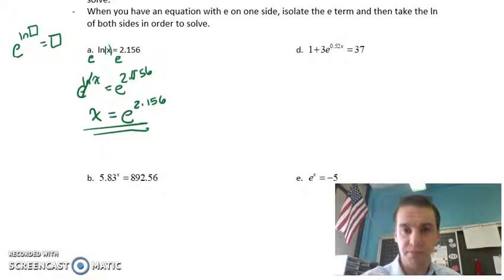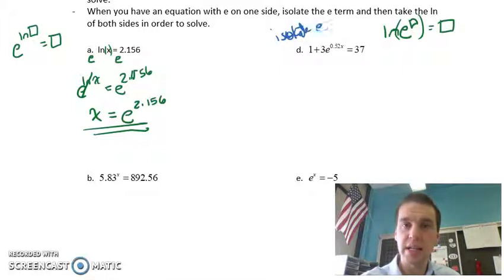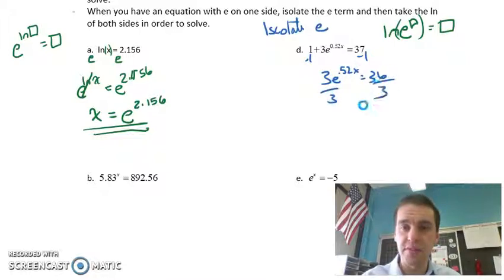We'll just go to d here. With d, notice that we also said that if you have e to something, what do you need to do to it? You need to take the ln of it. The ln of e to something equals that something. And so that's what we need to do here. But first, we need to isolate e. So we're going to subtract 1. 3 e to the 0.52x equals 36. Divide by 3. e to the 0.52x equals 12.